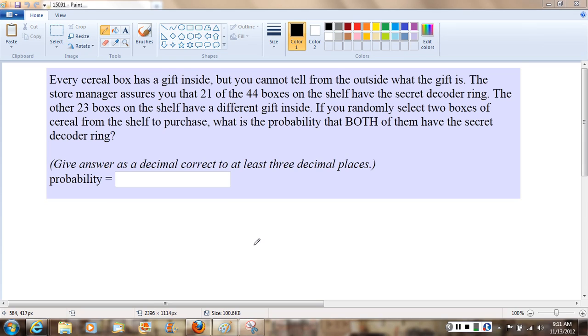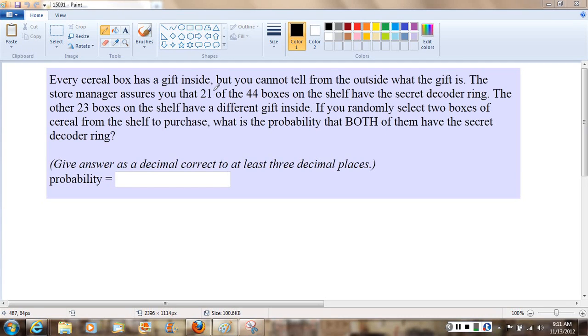We're purchasing cereal boxes at the store and we're hoping to get a secret decoder ring, and we're told that 21 out of the 44 boxes on the shelf have the ring. The other 23 have something else. So I'm going to buy 2 boxes. I'd like to get 2 secret decoder rings. What's the probability that if I buy 2 boxes, both will have the secret decoder ring?